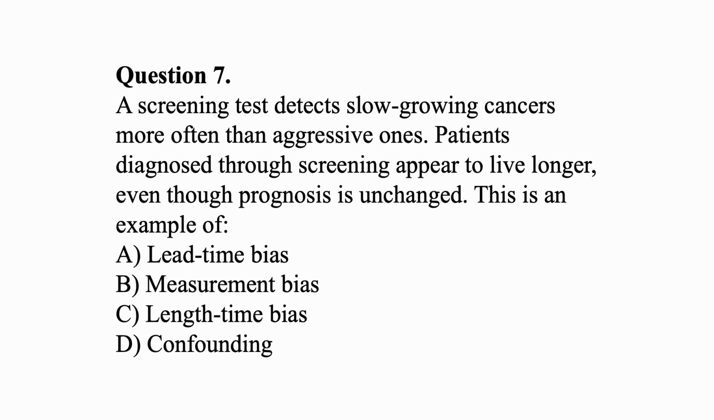Question number 7. A screening test detects slow-growing cancers more often than aggressive ones. Patients diagnosed through screening appear to live longer even though prognosis is unchanged. This is an example of A. Lead time bias, B. Measurement bias, C. Length time bias, or D. Confounding. So here we have a screening test that's more likely to detect slow-growing cancers, and then patients who are detected through the screening appear to live longer even though the prognosis is unchanged. So this is our classic definition of C, length time bias.